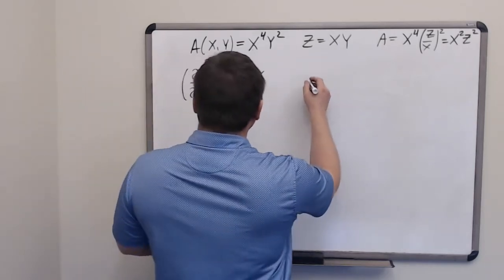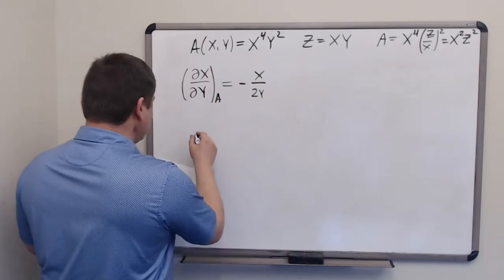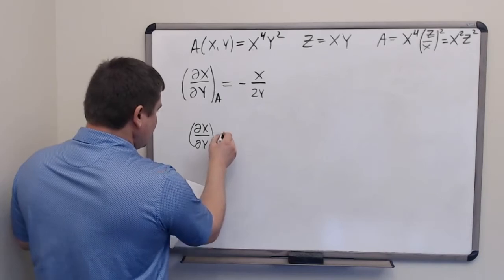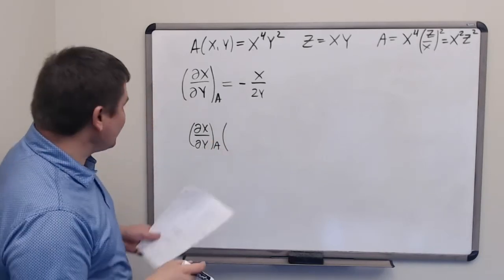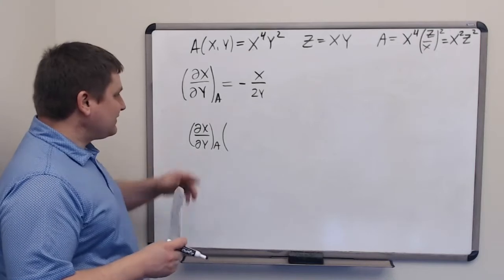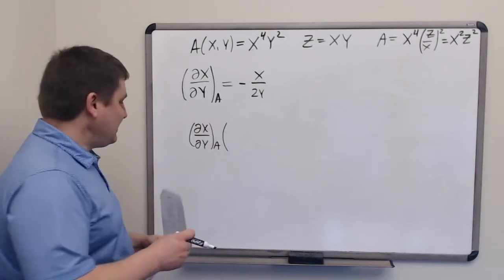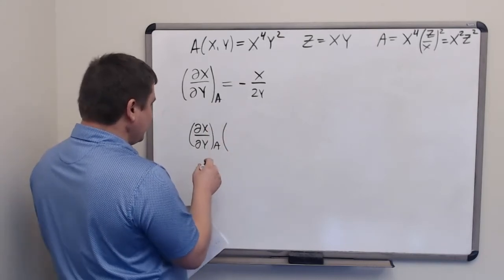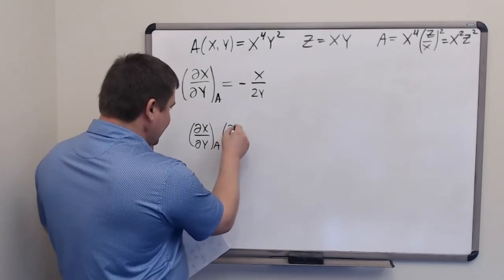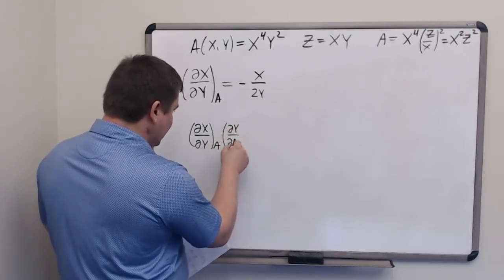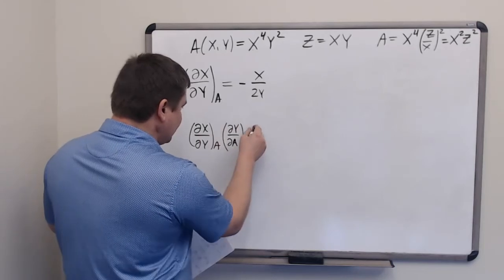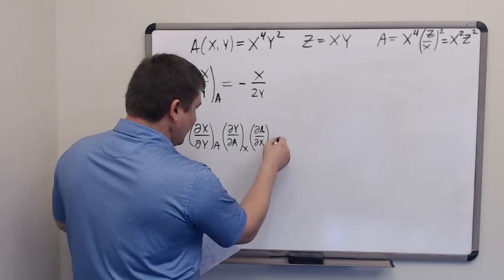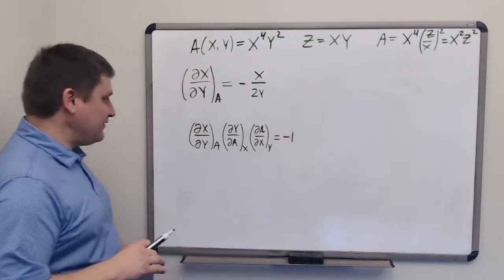The first is to use the cyclic rule. This is usually my first recourse when I see something held constant in the subscript that seems inconvenient. So by cycling here, I can move the a out of the subscript and into the derivatives. So I have x, y, a. The next term will be shifting them all up one. So y, a with x, and then a, x with y. And that, as an equation, is equal to negative 1.